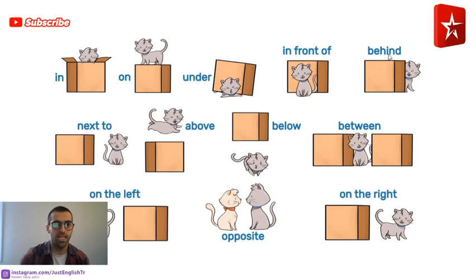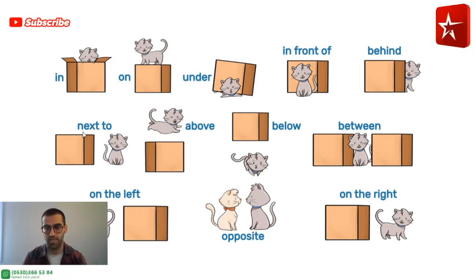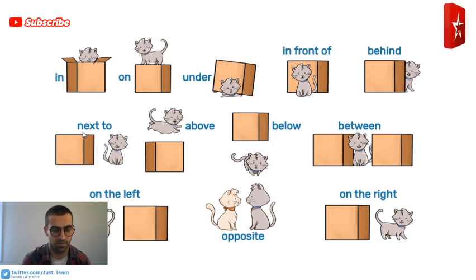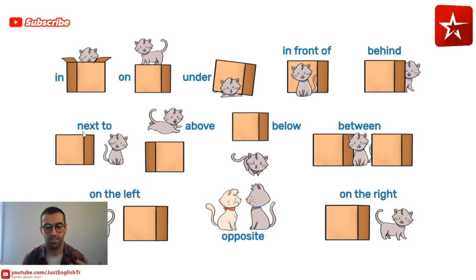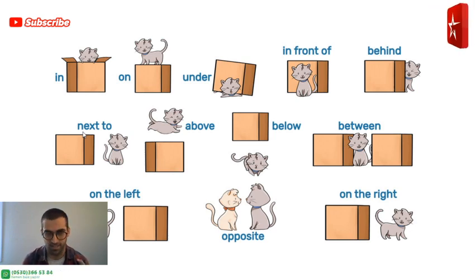Okay. The next one is next to. Next to. Can you repeat after me? Next to. That's great. And let's make a sentence about next to. So, are you ready to make a sentence for next to? I am waiting for your comments to write a sentence about next to. Okay, can you tell me? Can you write? I'm helping you. Okay. The cat is next to the box.